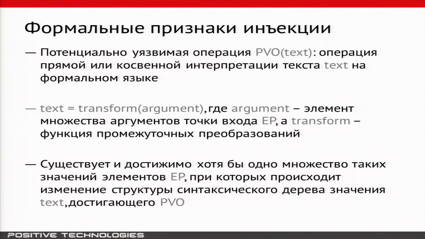And this text is a result of transformation of an argument at the entry point that came from the outside. In the case of a web application, it is an HTTP query. And the transforming function is a composition of all the functions that our argument passes through on the way. And the sign contains, as you know, at least one element which changes the structure of the syntactic tree of the value of the text.